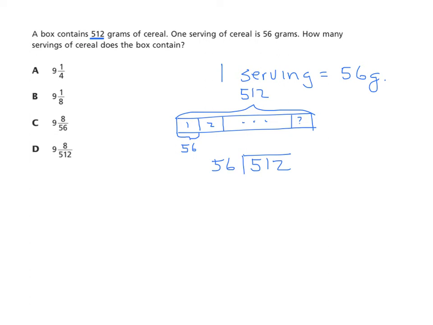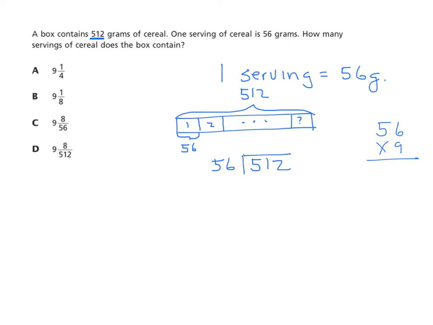How many times? Well, I am going to use the multiple choice to help me. Notice that all of these numbers have 9 as a whole, so I'm going to guess 9 times 56. And note that all my answers have fractions in them. We have mixed numbers, so I'm not going to use a decimal. I'm going to find my remainder and turn it into a fraction. So again, 56 times 9, take advantage of that multiple choice.